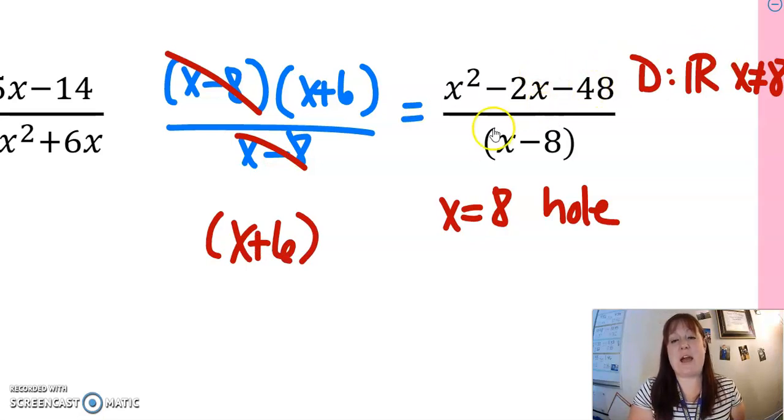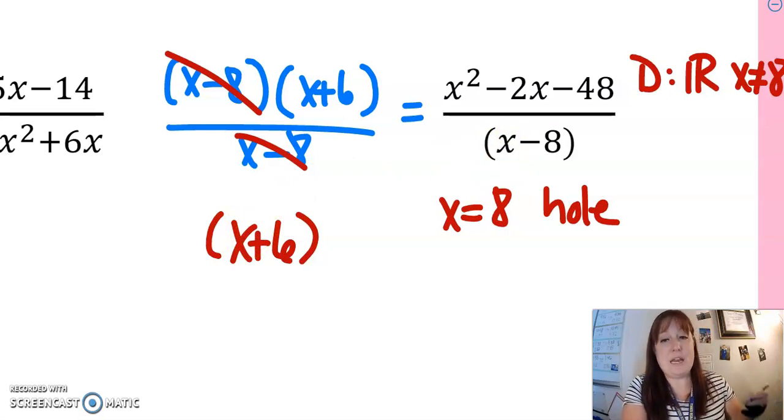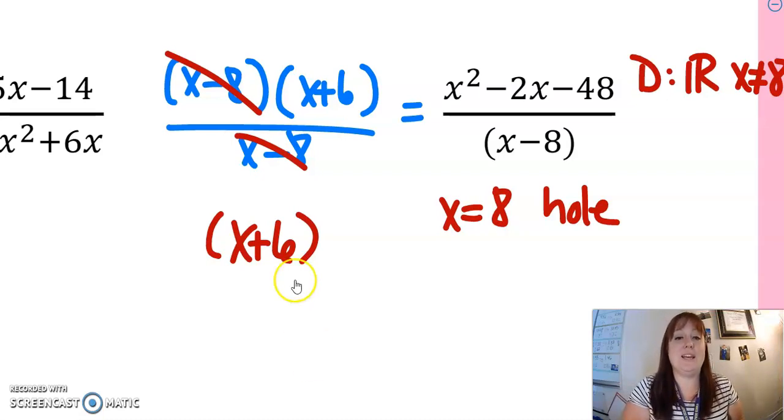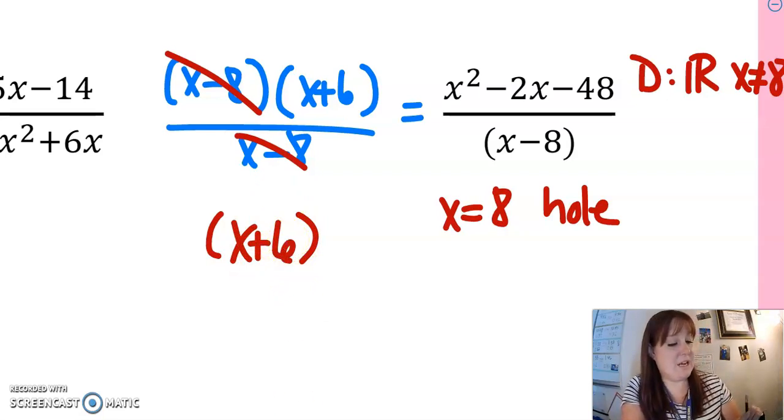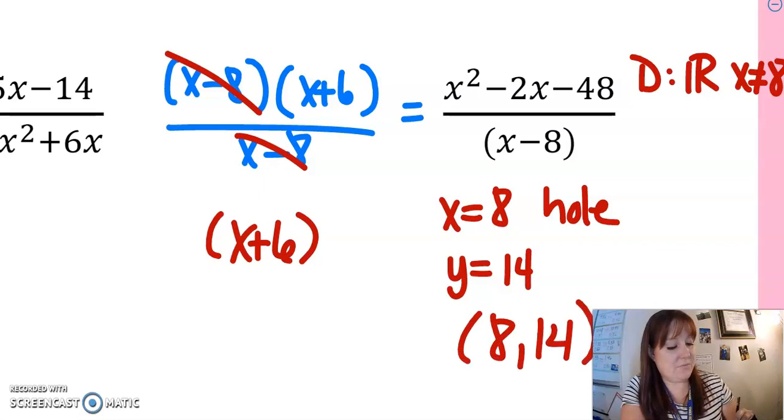This function, if you graphed it, would look just like this, which is a line, but the difference is it would have a hole at x equals 8. So now I need to find out where this hole is. Now remember, since they behave the same, I can put the number into this function right here, and I can get out the y value of the hole. So when I put 8 into there, I get that y equals 14. So I have a hole at (8, 14).